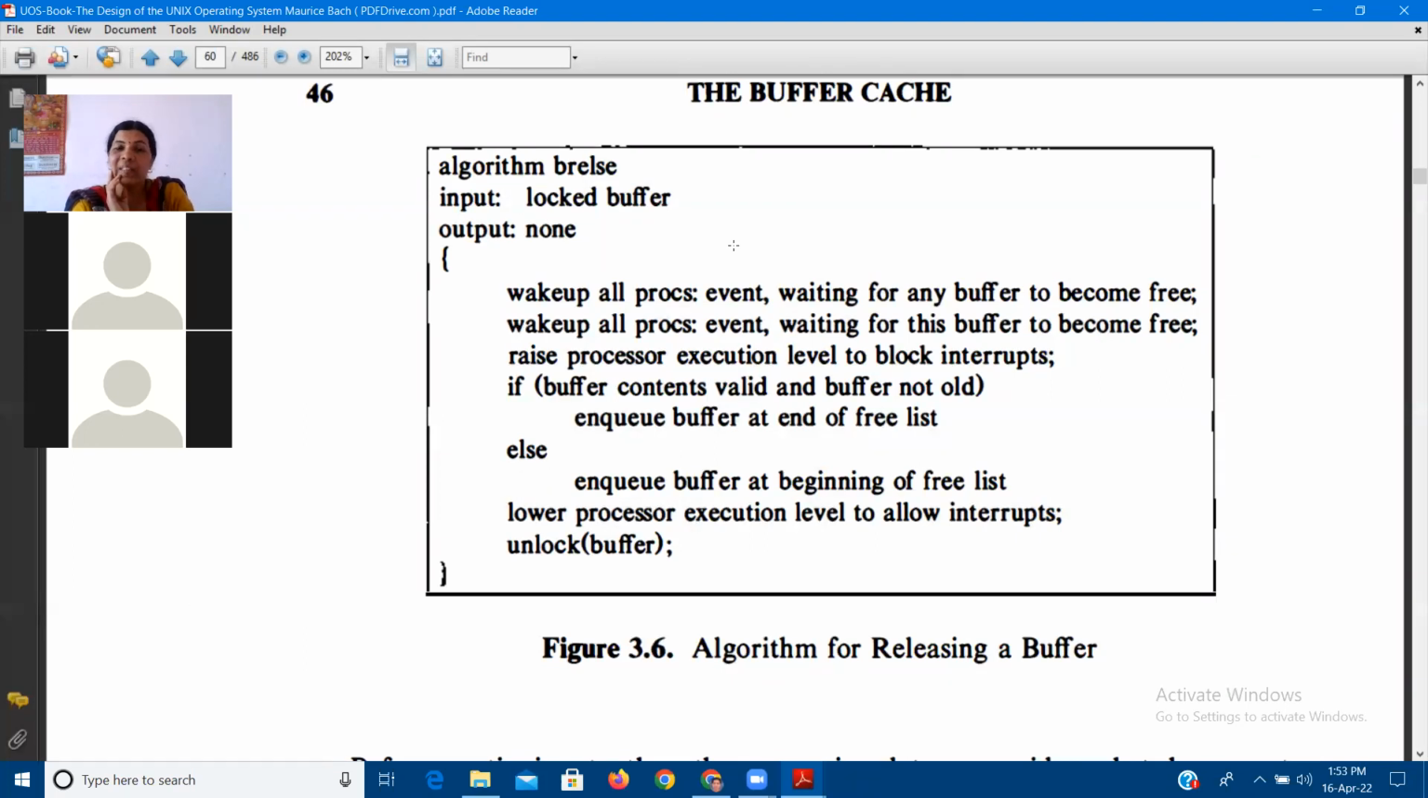So while it is releasing the buffer, it executes this algorithm. So this is the algorithm for releasing a buffer. Again, who is responsible for releasing the buffer? Again, the Unix operating system is responsible for releasing the buffer from the process. So to release the buffer, it takes the help of this algorithm. The input to this algorithm will be a locked buffer, and the output will be none.